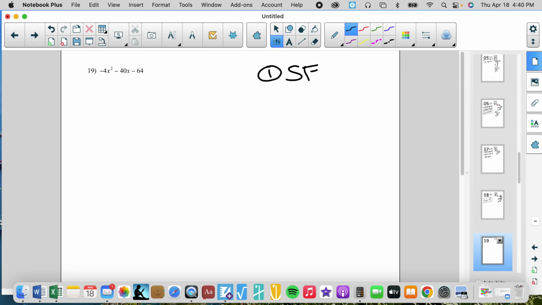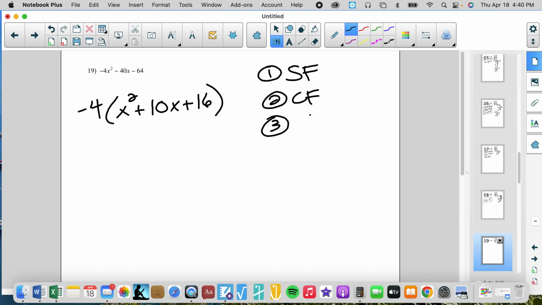Whew. Standard form, yes. Common factor, yes. -4. You get x squared plus 10x plus 16. Is that another binomial square? No. 4 and 4 is 8. So this is not a binomial square. So it's not a special case.